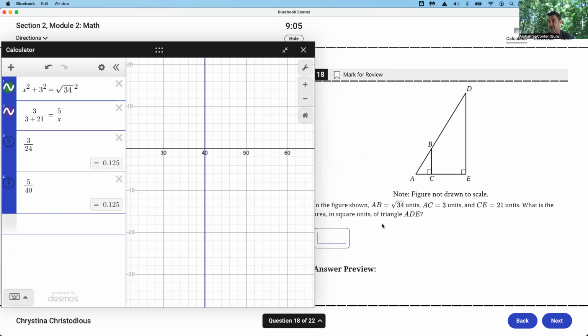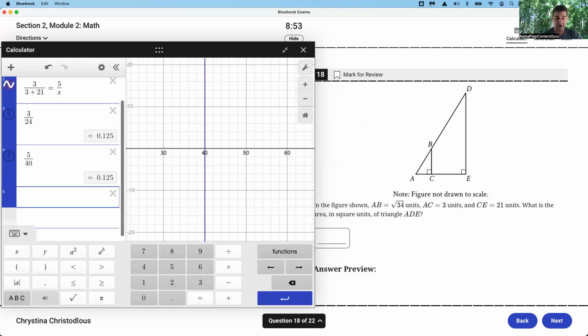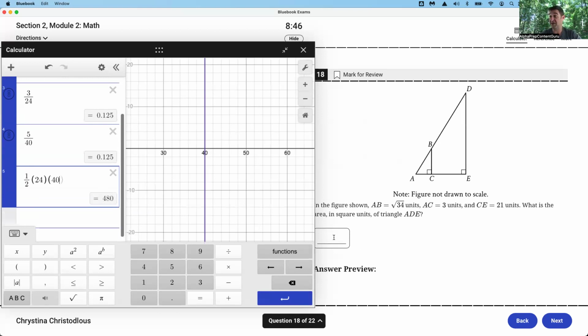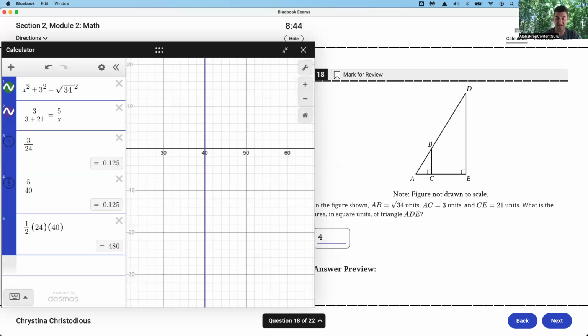Now, it says, what is the area in square units of triangle ADE? Area is 1/2 base times height. The height is 40. The base is 24. So I'm going to go 1/2 times 24 times 40. That was a serious question right there. A lot of moving parts. In this case, it's 480. I feel good about it. Boom, going to number 19.